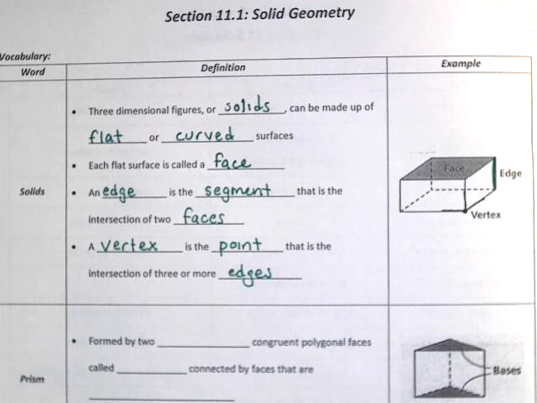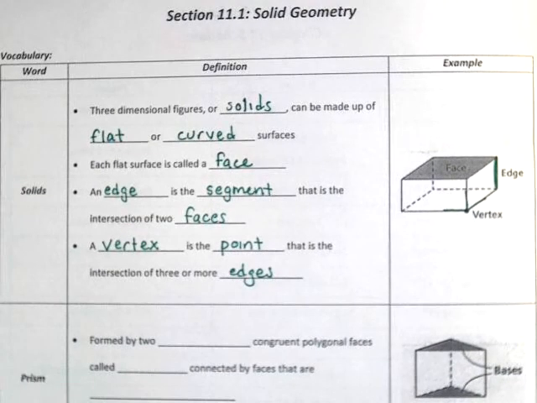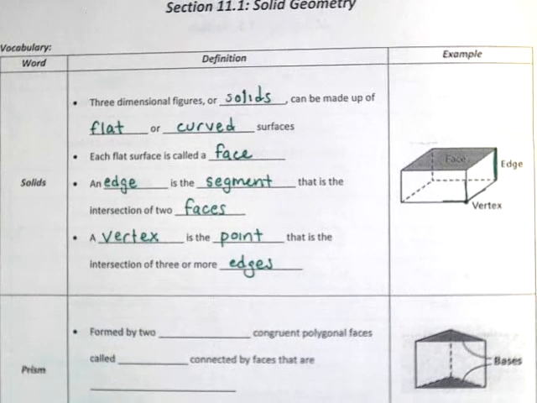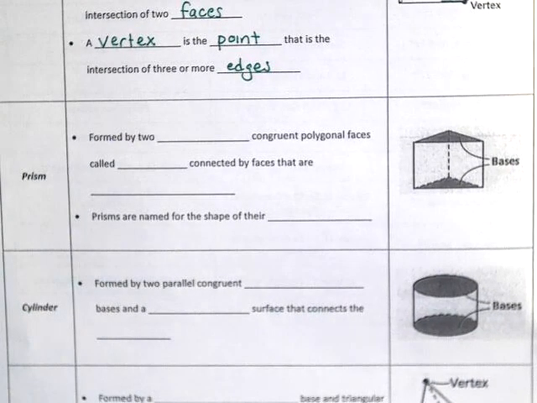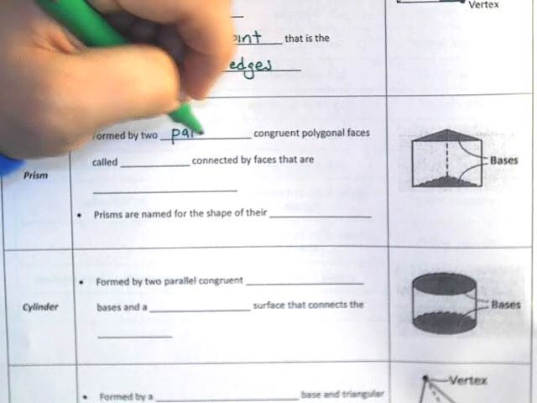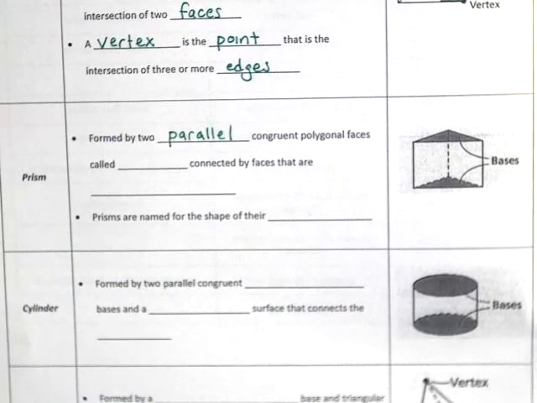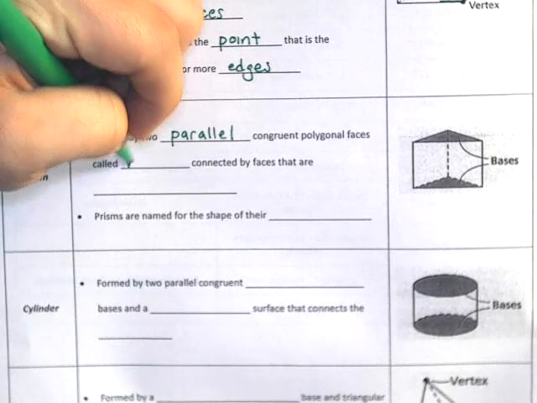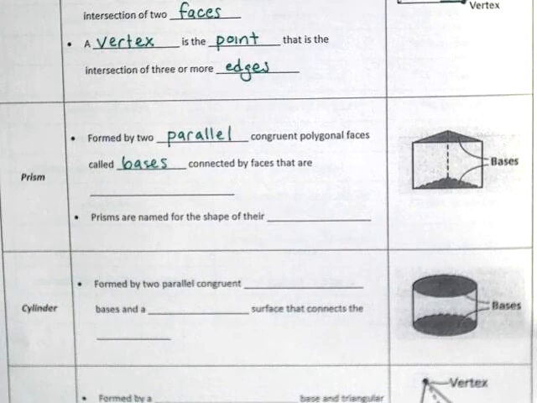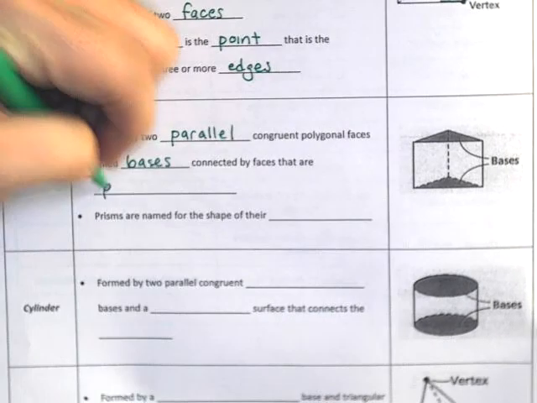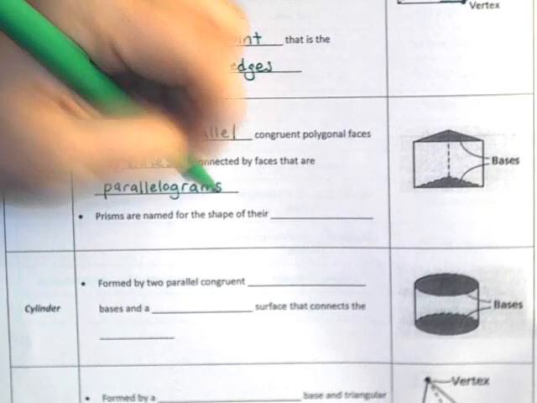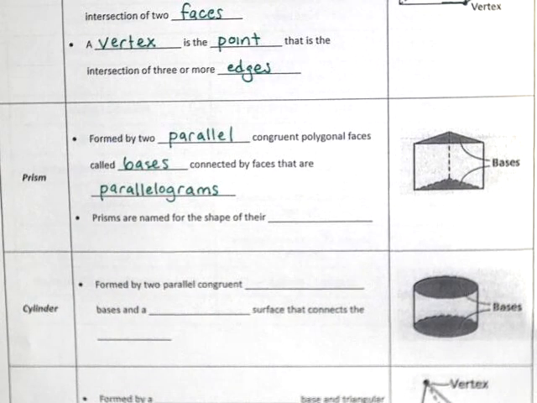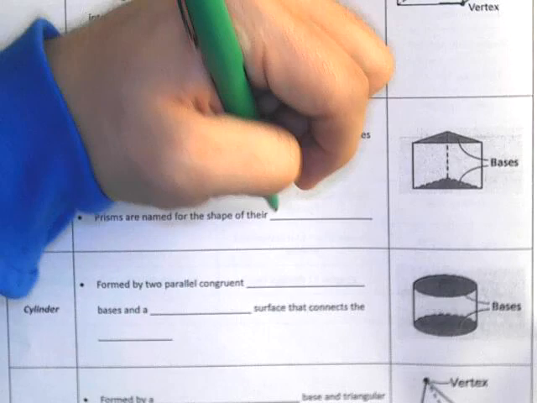Now that we have some of that done, let's get into some more specific situations and what type of three-dimensional figures we might have. So first let's focus on prisms. Prisms are formed by two parallel, congruent polygonal faces called bases, connected by faces that are parallelograms. Prisms are named for the shape of their bases.